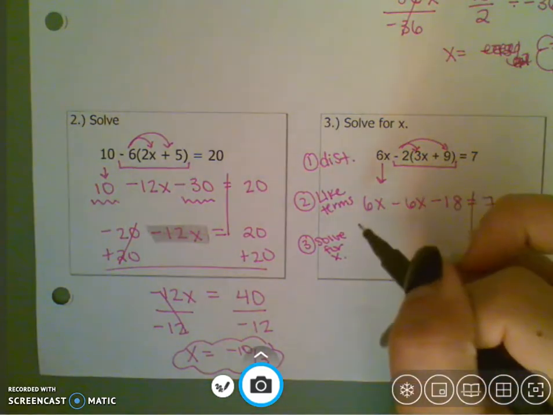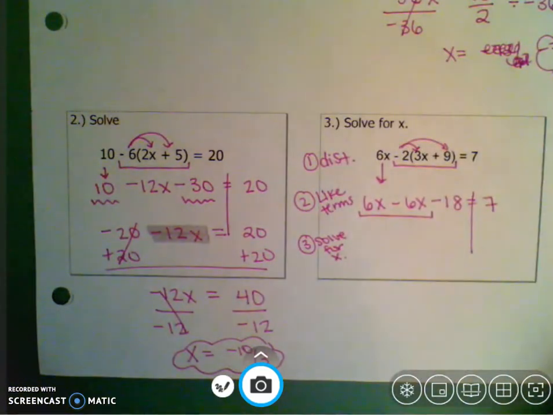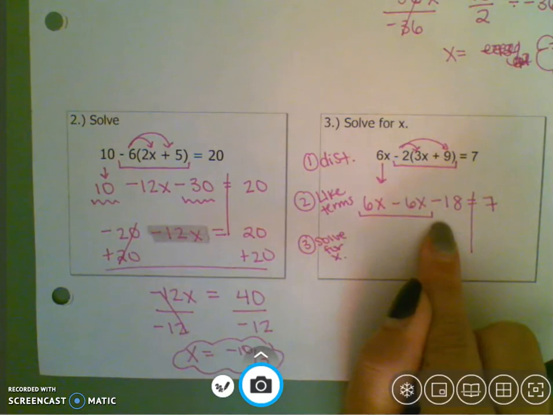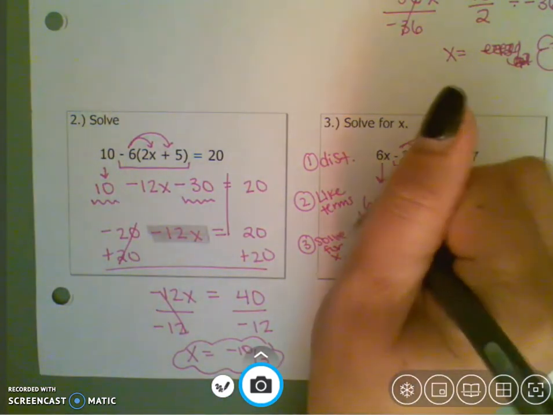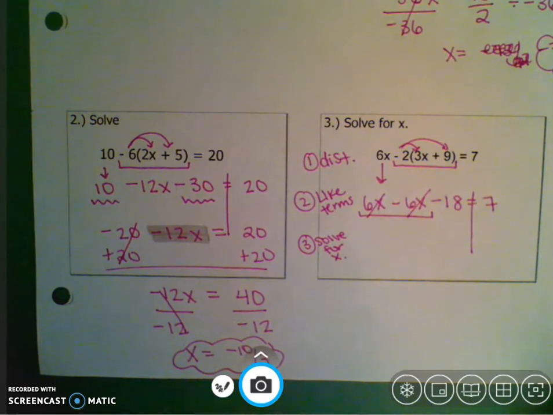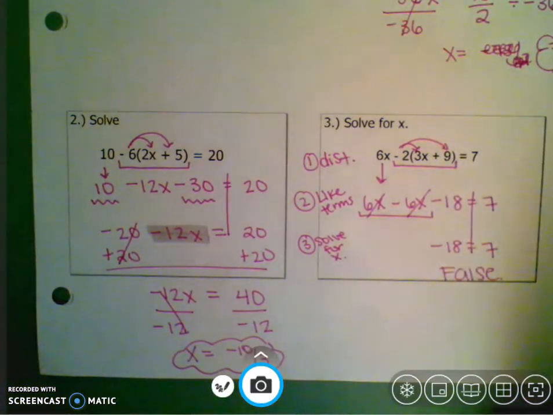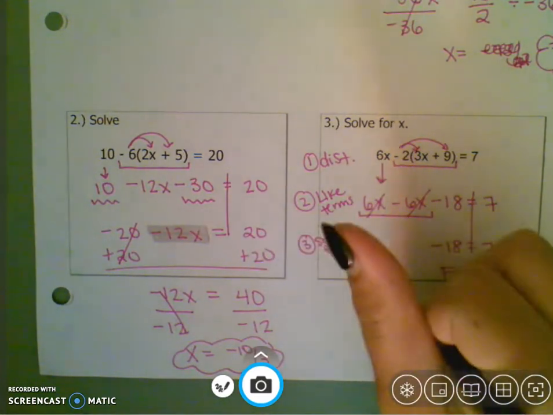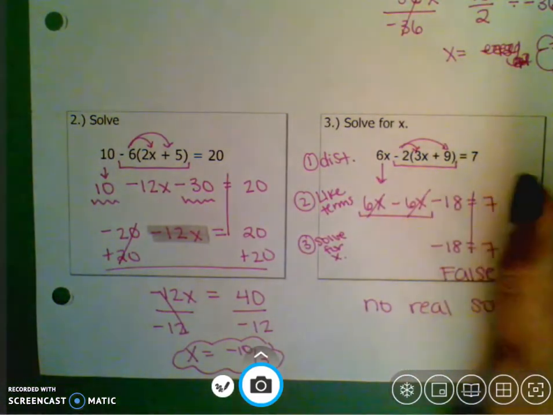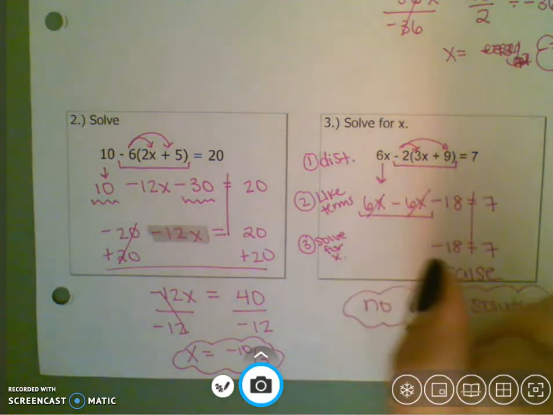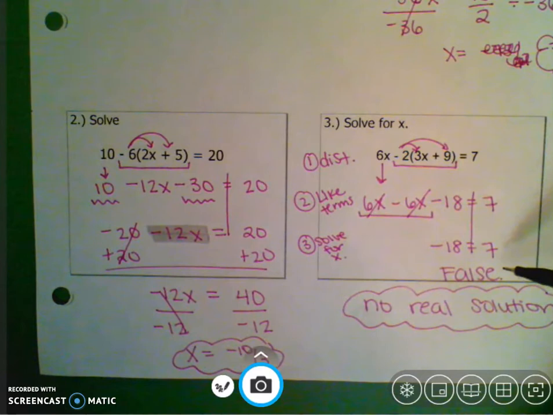Okay, so combine like terms for this one. I can combine these x's, so it's different. Before it was the numbers, now it's the x's. So 6x minus 6x, that's nothing. That cancels out. So I have completely no more x's left. I just have negative 18 equals 7. Does negative 18 equal 7? No. Because this statement is false, it is not true, there is no real solution. So this is not your answer, this is not your answer, but no real solution is your answer.